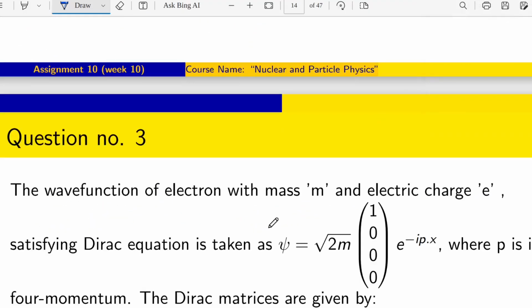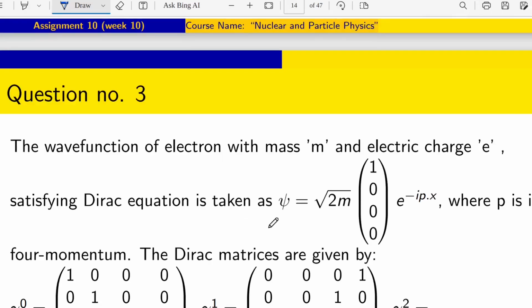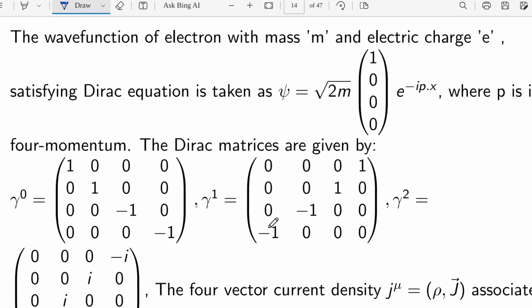Okay, so let's start question number 3. The question number 3 is a little bit lengthy, so we will do that slowly. The wave function of electron with mass m and electric charge e satisfying Dirac equation is taken as psi equals root over 2m times e to the power minus i p dot x, where p is its 4 momentum. The Dirac matrices are given by gamma 0, gamma 1, gamma 2.